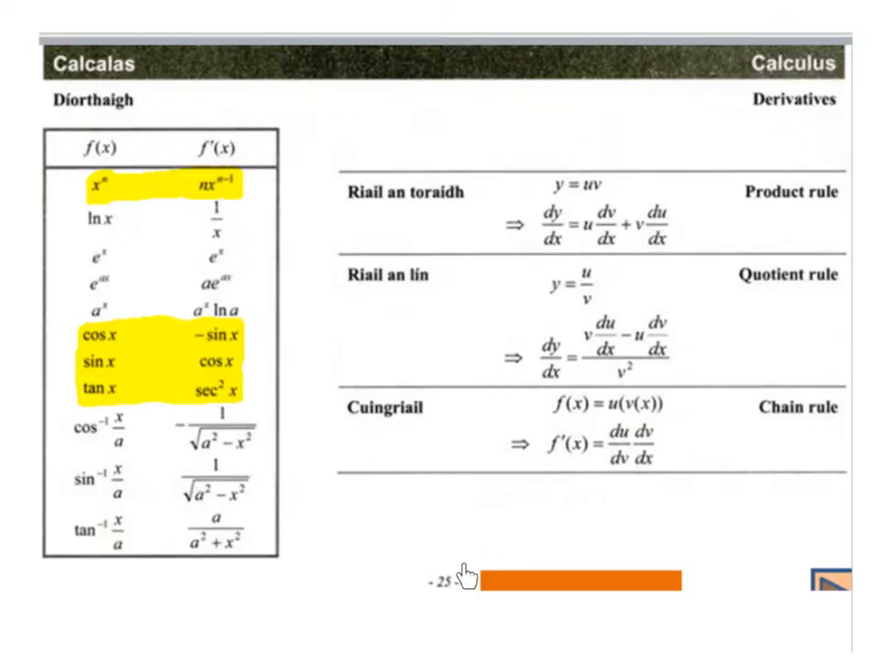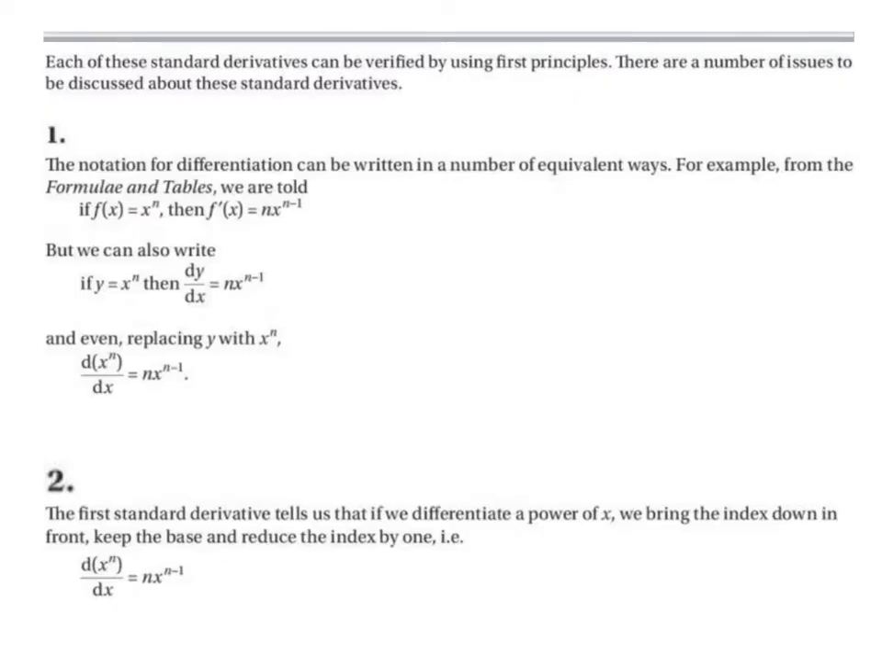So here we have page 25 of our formula book, and we can see highlighted in yellow the 4 derivatives that we just went through. Each of these standard derivatives can be verified by using first principles. There are a number of issues to be discussed about these standard derivatives.